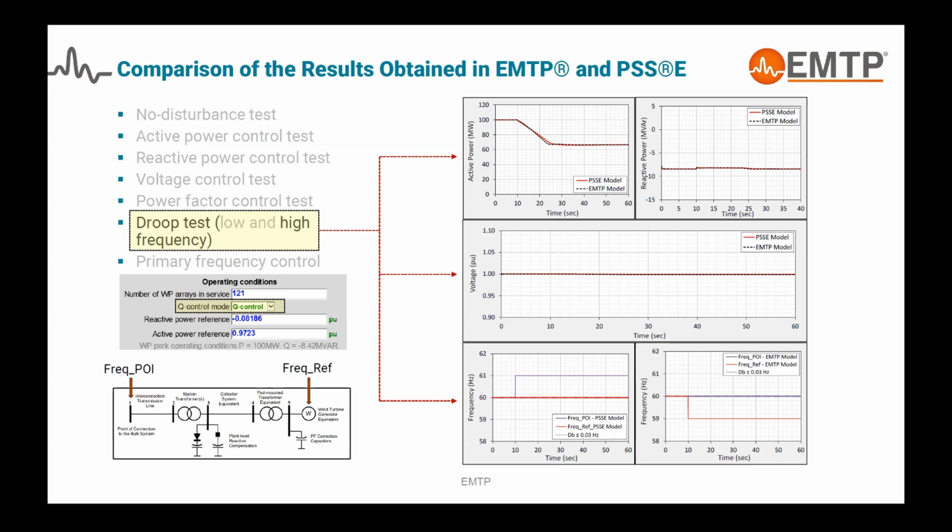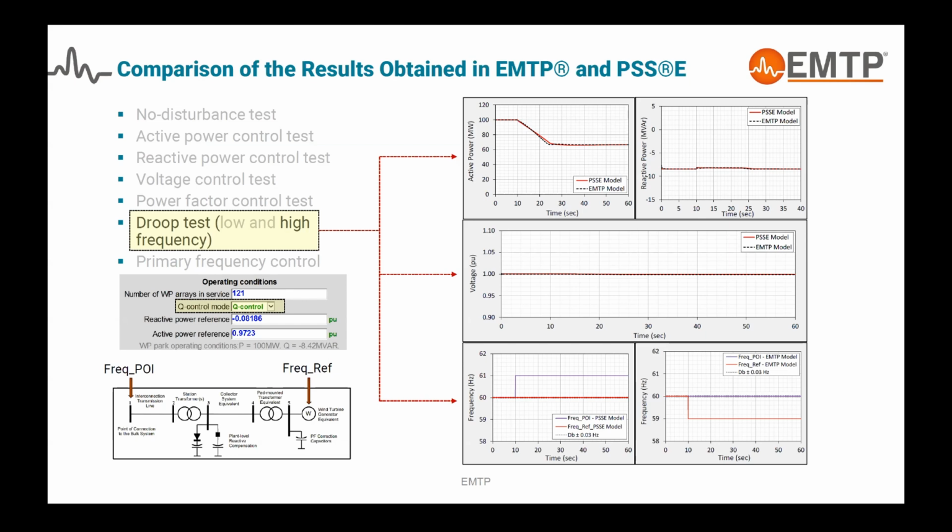And obviously, as you can see, if you increase the frequency at the POI, it means that we are in an over frequency condition. Consequently, we need to reduce our active power at the POI, or our generators must respond in terms of droop control, right? And if you look here, in fact, the active power reduced.